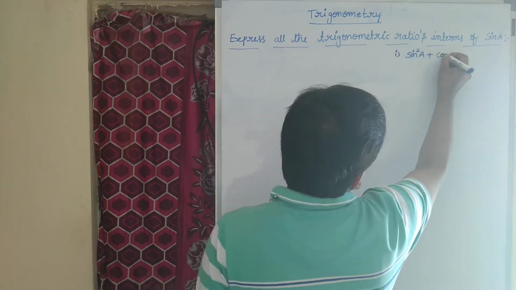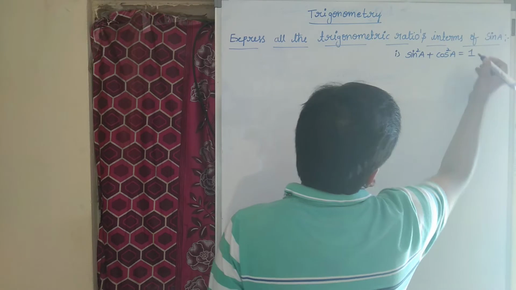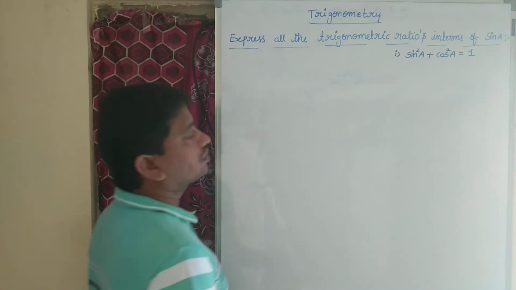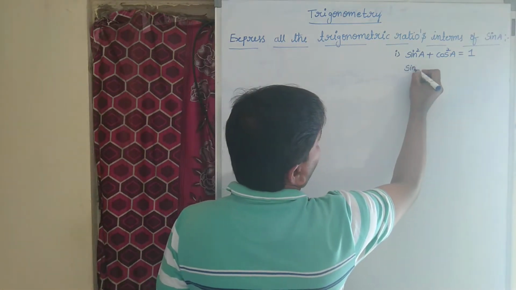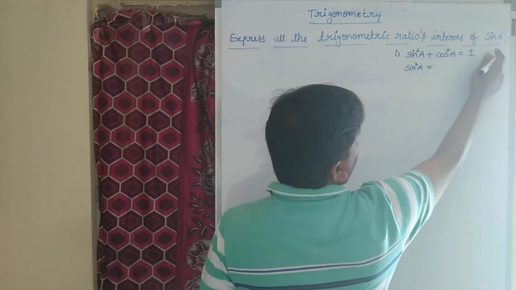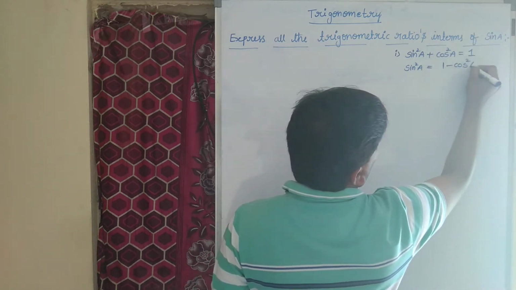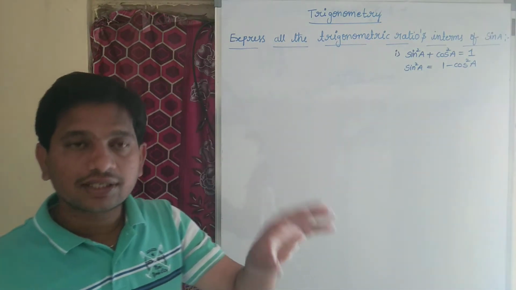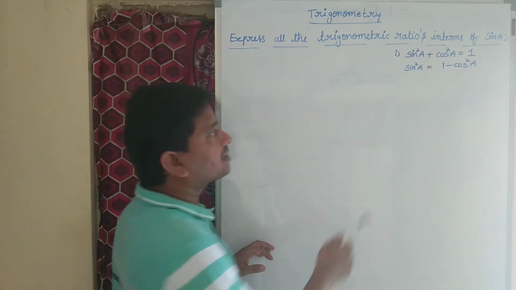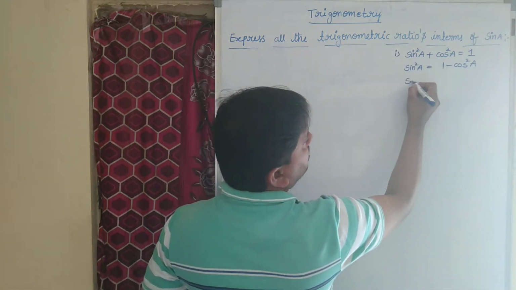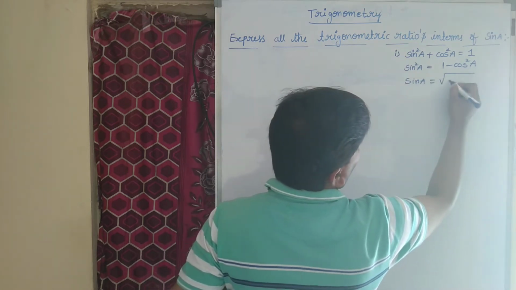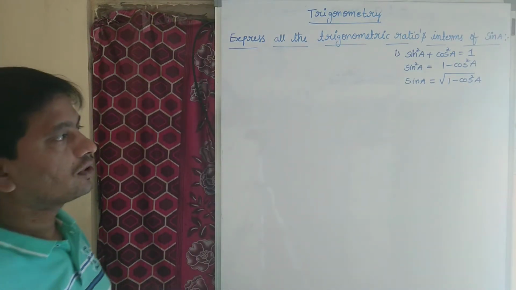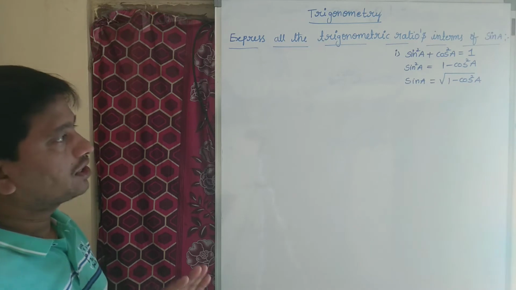sin square A plus cos square A is equal to 1. So, if you want sin square A, this plus cos square A you transpose, it will become 1 minus cos square A. So, sin square A we can write as 1 minus cos square A. As here we have square, transpose towards right hand side, it will become sin A is nothing but square root of 1 minus cos square A. Right? That is about the first thing.